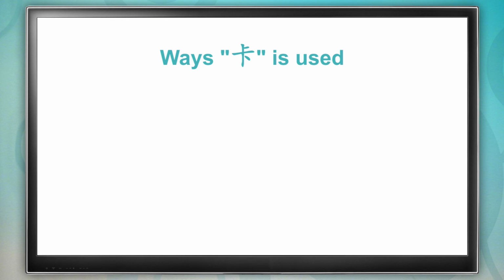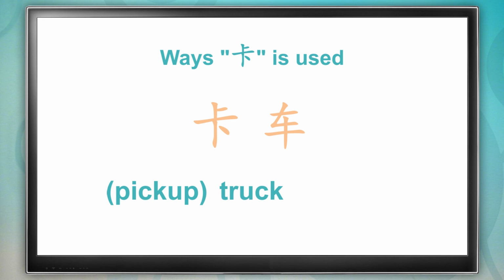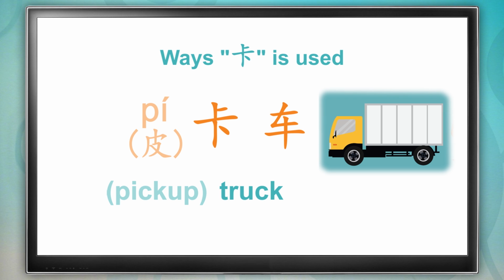Let's look at some examples of Chinese vocabulary with 卡. For the first example, we have 卡车. Interestingly, 卡车 is actually a borrowed word from English. It comes from the word pickup truck. The cup sound from pickup was phonetically translated into 皮卡. Do you hear the similarities? So, pickup trucks were therefore translated to 皮卡车, and trucks were called 卡车.